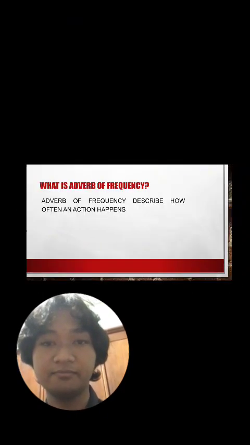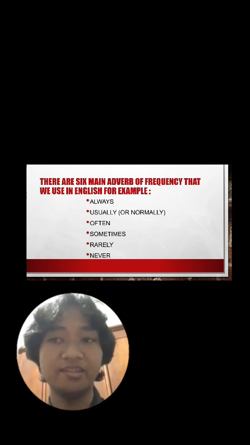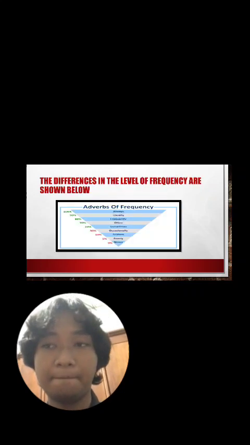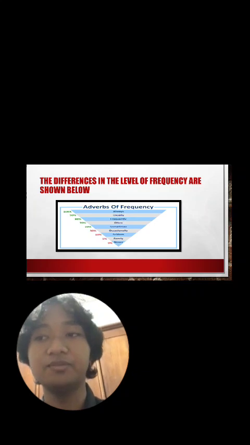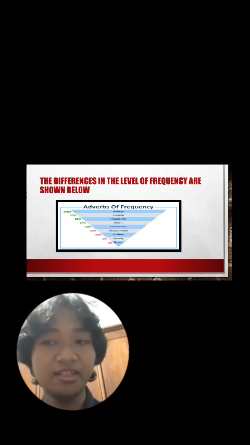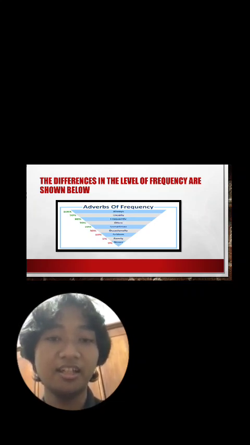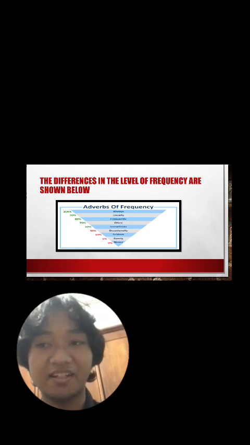Adverb of frequency. What is adverb of frequency? Adverb of frequency describes how often an action happens. There are 6 main adverbs of frequency that we use in English. For example, always, usually, often, sometimes, rarely, never. The difference in the level of frequency are shown below. Always at 100%, usually at 90%, frequently at 80%, often at 70%, sometimes at 50%, occasionally at 30%, seldom at 10%, rarely at 5%, and never at 0%.